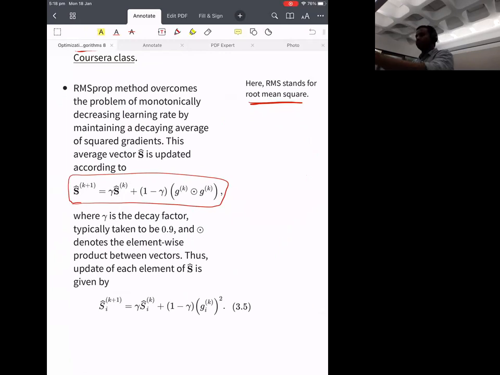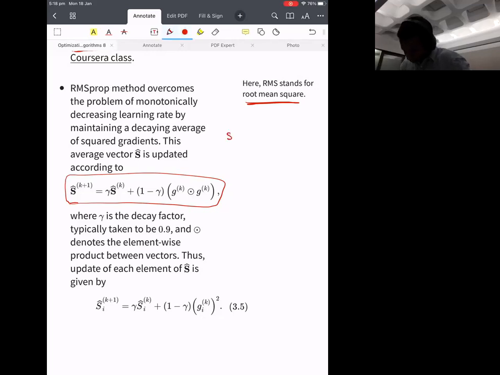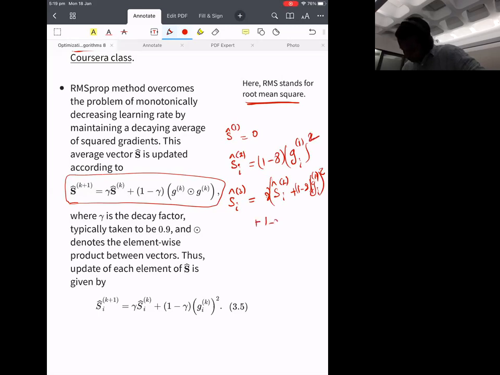Let's see, what is this expression exactly? So if you start with S1 hat equal to 0, then just like earlier, we can write S2 hat equal to 1 minus gamma, and say ith component, this is an element wise product, so what we get is g1 whole square, just like that. Now if you look at the third step, then you have gamma S2 hat plus 1 minus gamma.